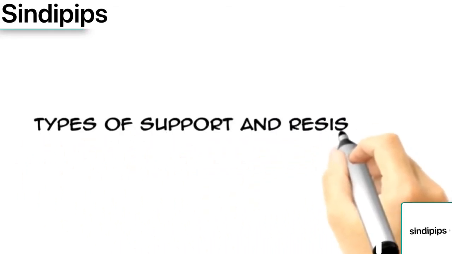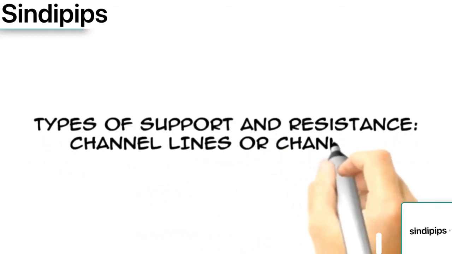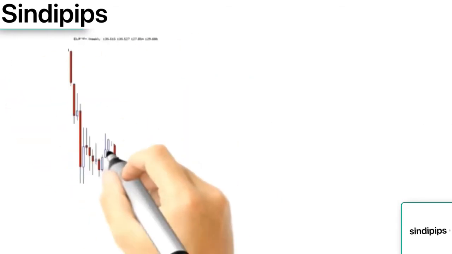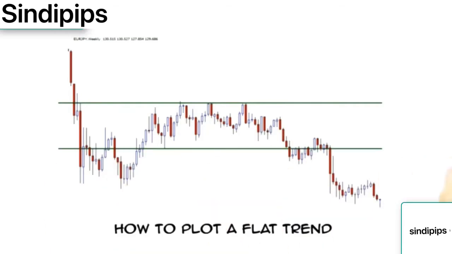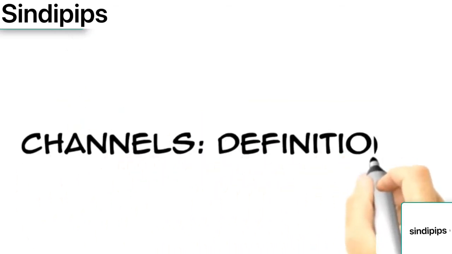Types of support and resistance. Channel lines, or channels. We already saw one example of channels in the previous article when we described how to plot a flat trend. Channels definitions.